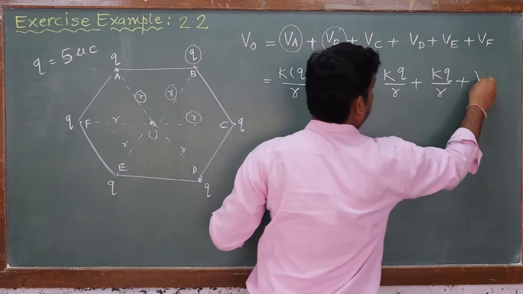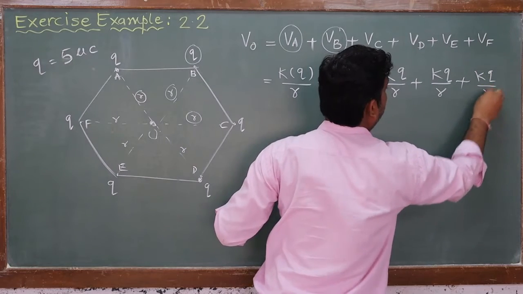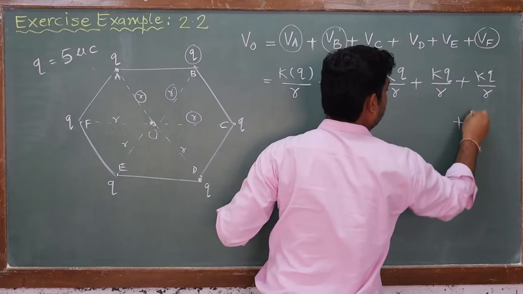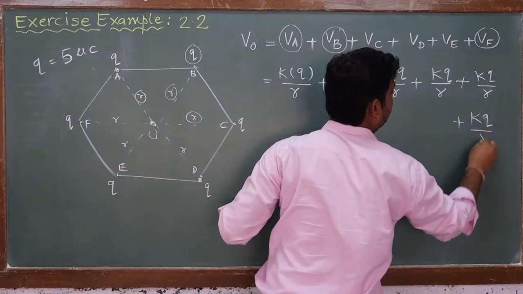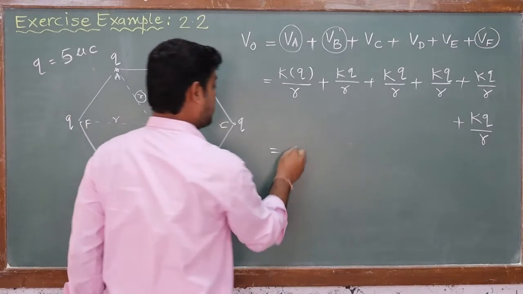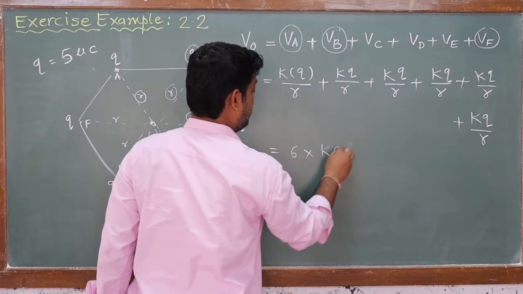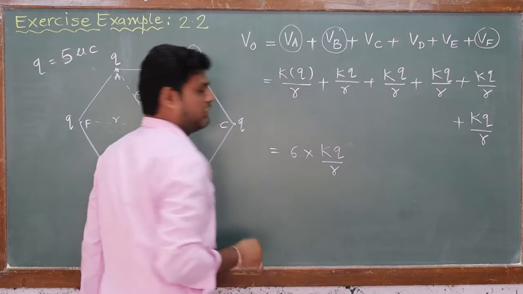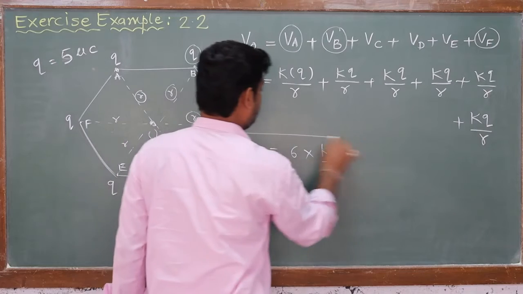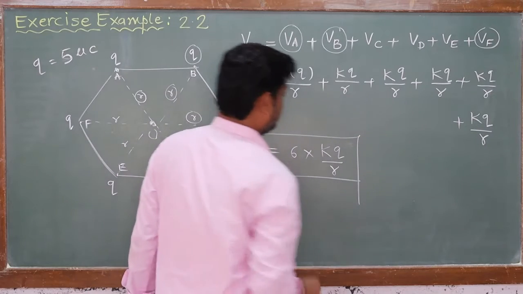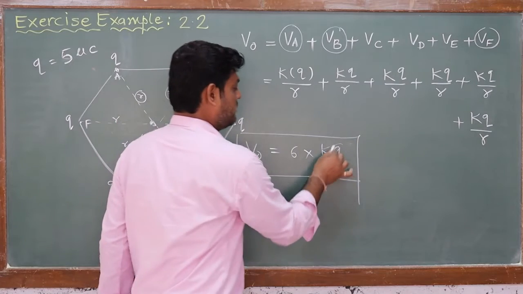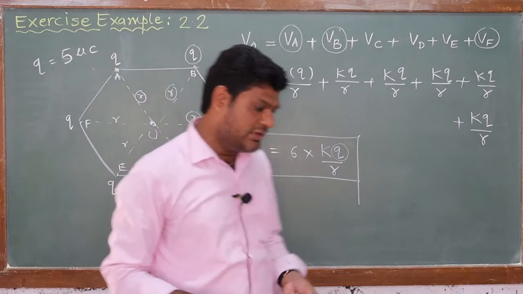Again KQ by R. 1, 2, 3, 4, 5. For this, again we will write KQ by R. Right? So what can we write? It is 6 times KQ by R. Now you just put the value, you can get the answer. Right? So in this way you can calculate the potential at point O. The value of Q is given to you. You can easily calculate R.